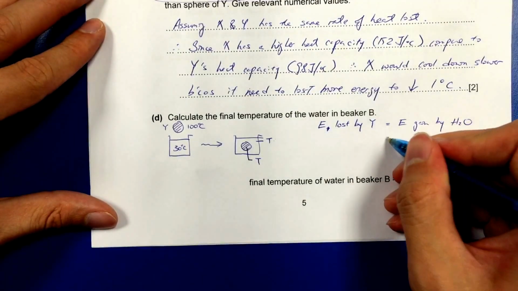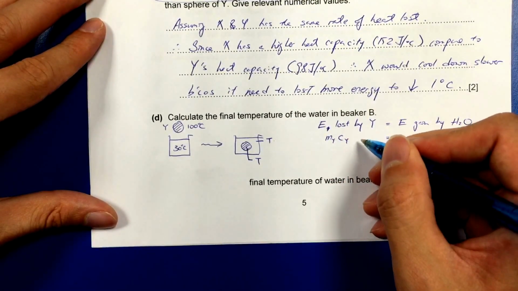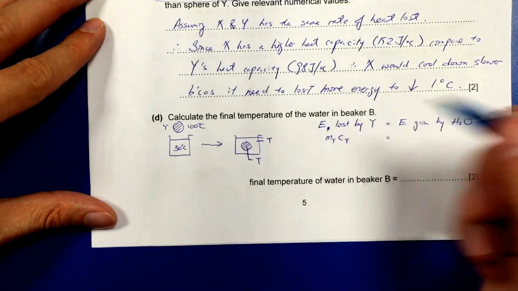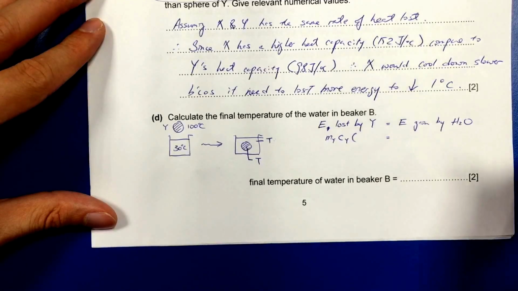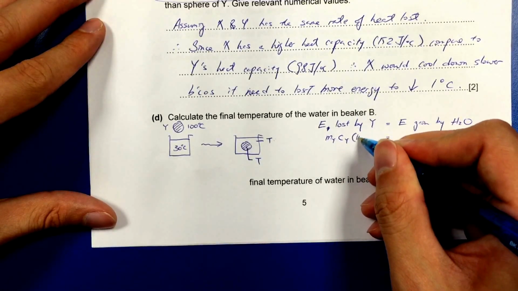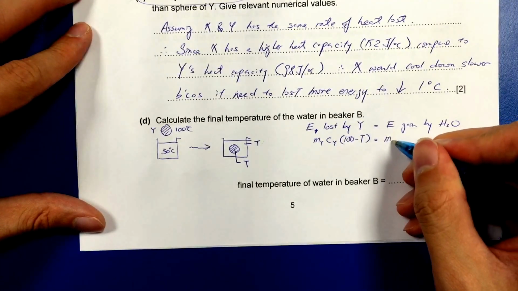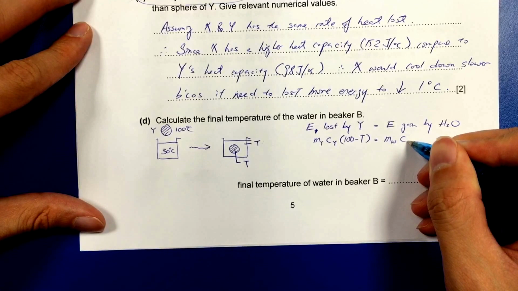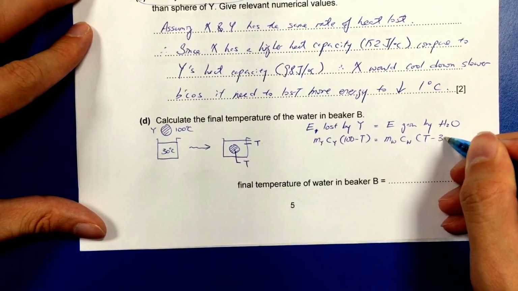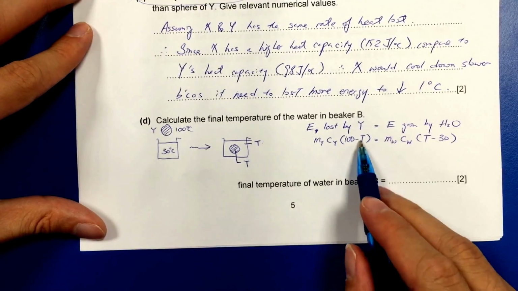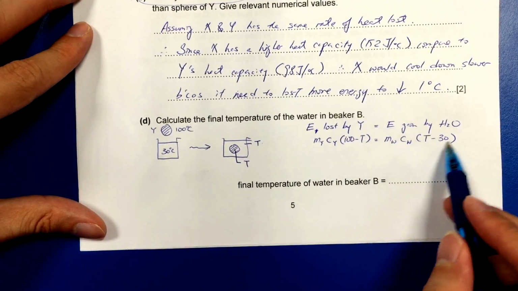Once you have that, use your mc delta theta. Do you need to use mc delta theta? Oh yes, specific heat, right? So your delta theta here for energy loss will be 100 degrees C minus the final temperature. Down here will be the mass of water multiplied by the specific heat capacity of water. This is heat gain, so it will be T minus 30 degrees. The T is not necessarily always at the back. You must make sure that this difference is a positive value.